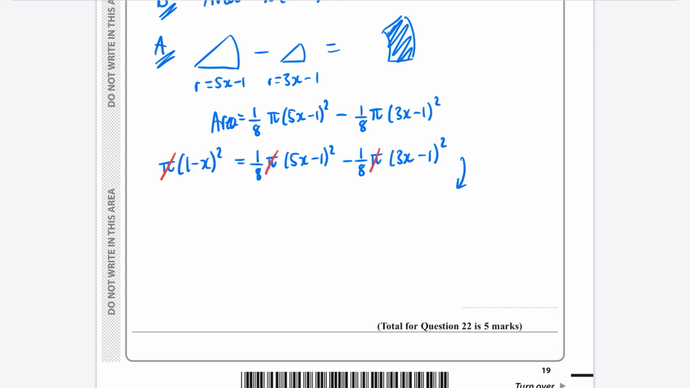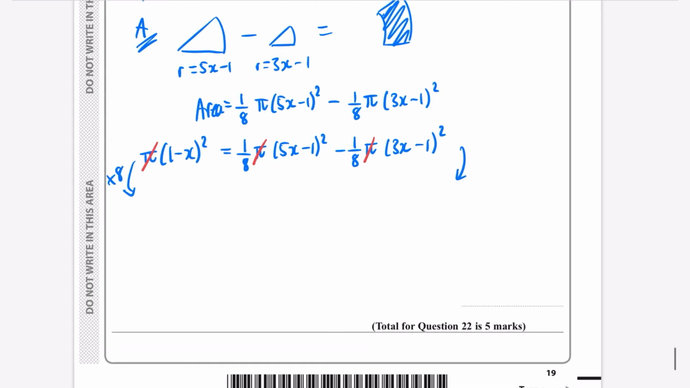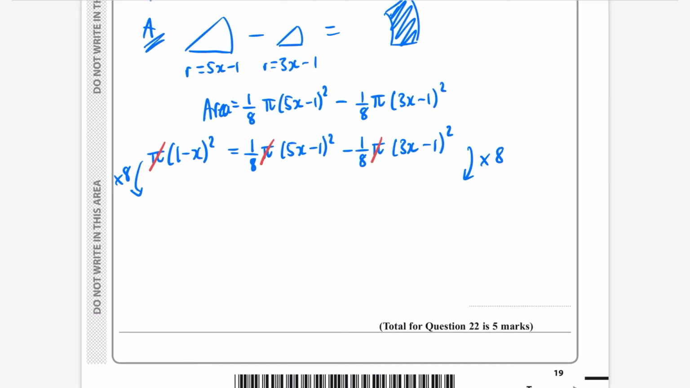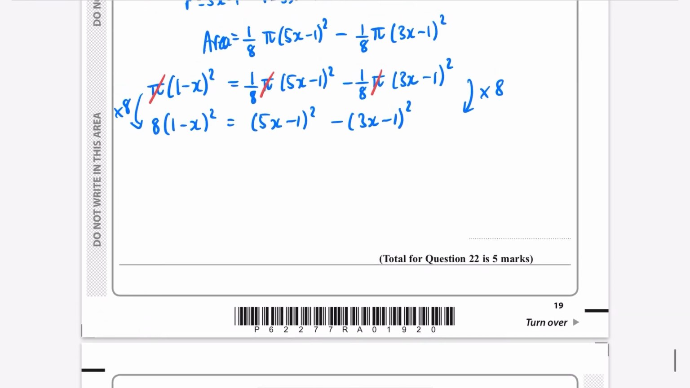And I'm also going to make this a bit easier by multiplying everything by 8 to get rid of those fractions. So when I multiply this by 8, I'm going to have 8 multiplied by (1 minus x) squared. The 8th is going to disappear, so I'm just going to have (5x minus 1) squared. And then I'm going to have minus (3x minus 1) squared for that part. Okay? So we just need to do a lot of expanding and factorizing and see what's going to happen in this case. So I'm going to do 8 times (1 minus x) squared. That's going to be 1 minus 2x plus x squared. That's our double brackets that we've got there.